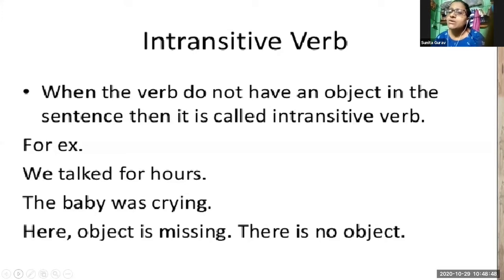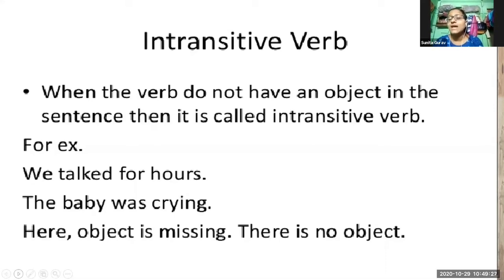For example, we talked for hours. The baby was crying. Here object is missing. There is no object. As I've told you earlier, children, sometimes when we speak or when we write something in our day-to-day life, it happens so. Suppose in your mother tongue also, we are not likely to speak the whole sentence together. Sometimes we speak half sentence. Sometimes we don't have a habit of keeping object inside the sentence.